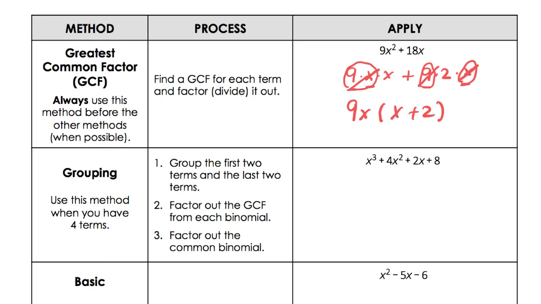Now, to check if this is correct, all you would have to do is apply the distributive property, 9x times x, which is 9x squared, and then 9x times 2, which gives you 18x.